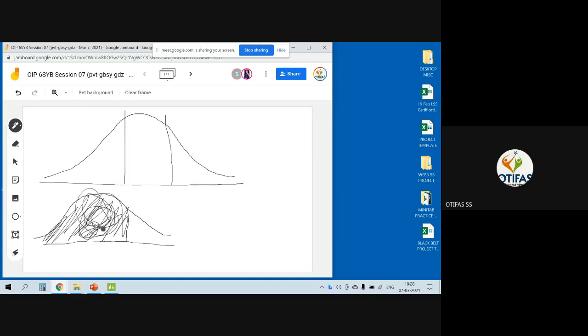This is the area you have to find out. Then you find out the second area up to here. Now you can subtract this area from this, then you will get this area. Am I clear or not? Is it clear? Yes.